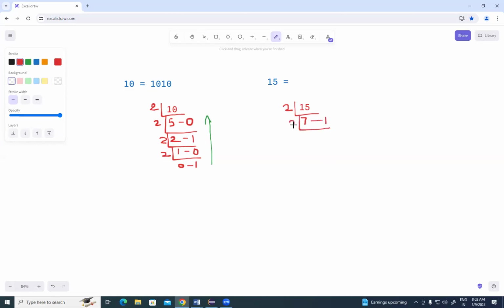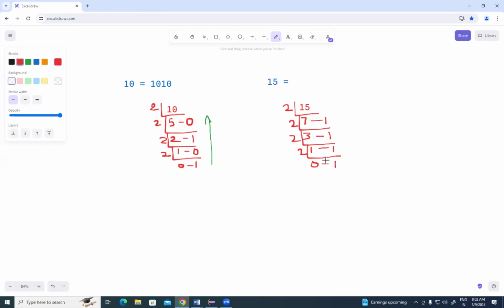Tell me, folks, again with 2. 2 3s are 6. How much is the remainder? 1. Again, divide by 2. 2 1s are 2. Remainder is 1. Again, we divide with 2. 2 zeros 0. Remainder 1. You got the 0 here at the left side.